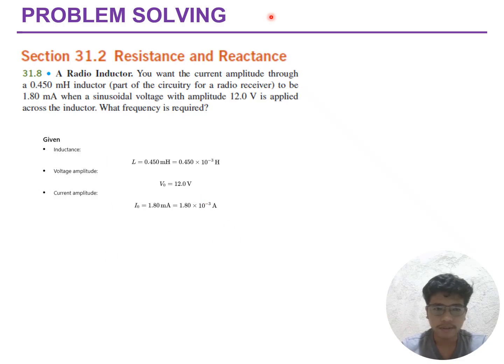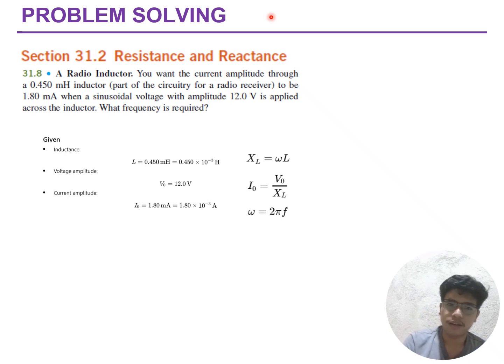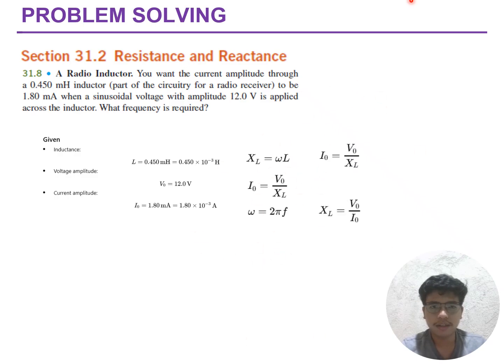Then after the given, we need to analyze. For an inductor in an AC circuit, the opposition to current is called the inductive reactance, denoted by X subscript L. The current amplitude depends on how large this reactance is. So the formula we need is this one. Then after, we need to express inductive reactance.